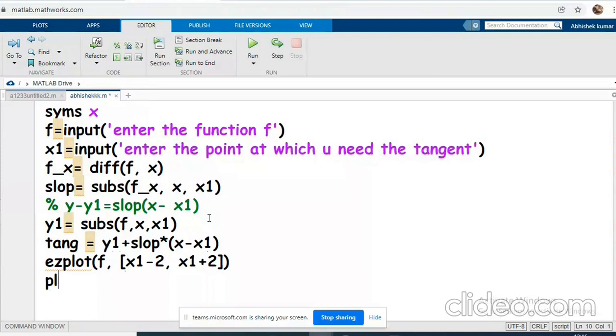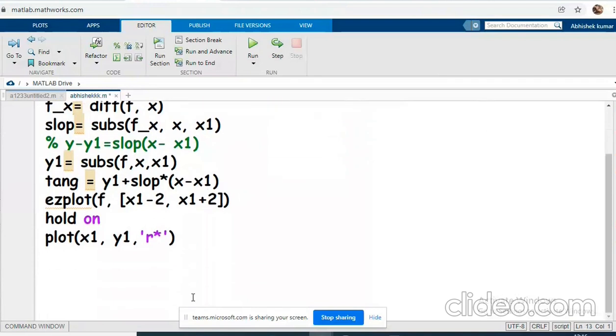Okay, now let us mark the point at which we are going to draw the tangent. That point is x1, y1, right? plot x1 comma y1 comma r star. I am marking it, then hold on. You need to put hold on, because if you don't, the new plot will replace the old one. So I have given plot, and we have the function, and we mark the point x1, y1 at which we are drawing the tangent. Now we can draw the tangent line.